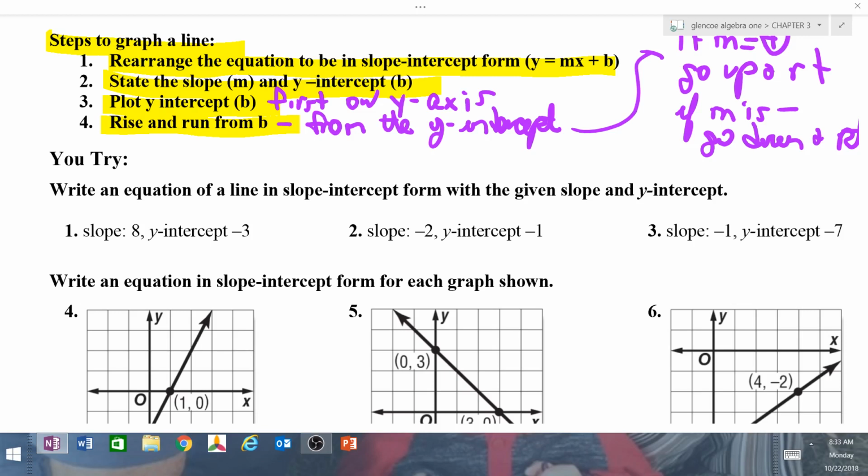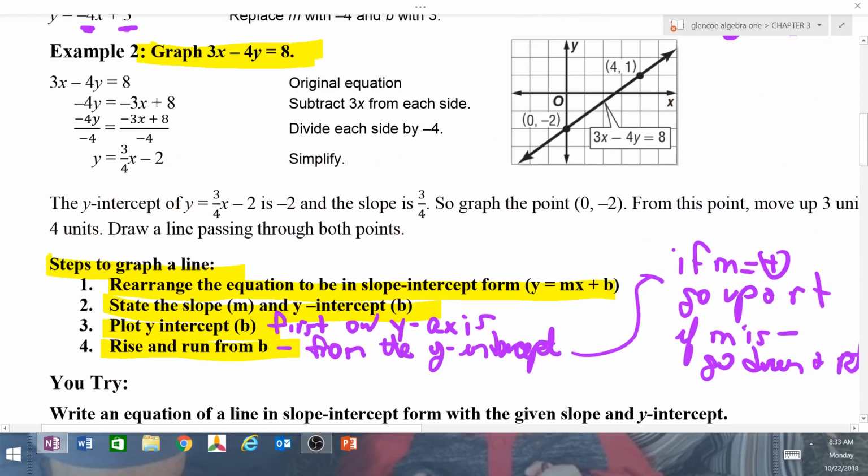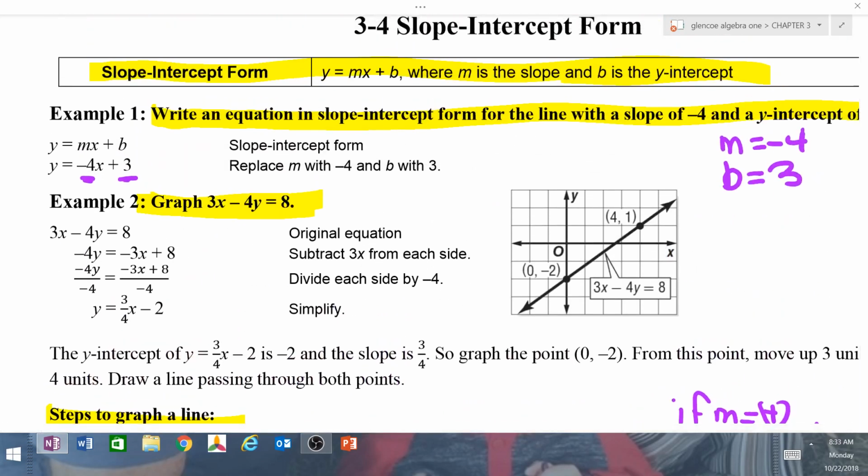Yes, right here. What did you get? Y equals 8x minus 3. How about the next one, number 2? The slope is -2. The y-intercept is -1. What would that equation be in slope-intercept form? Yes, thank you. Y equals -2x minus 1. Good job. Does anyone have a question up to this point? Okay, good job. All right, moving on and having fun.